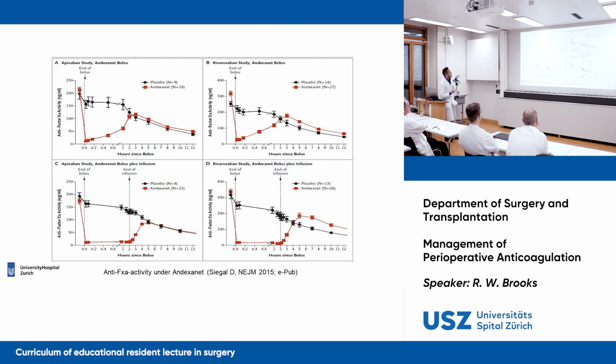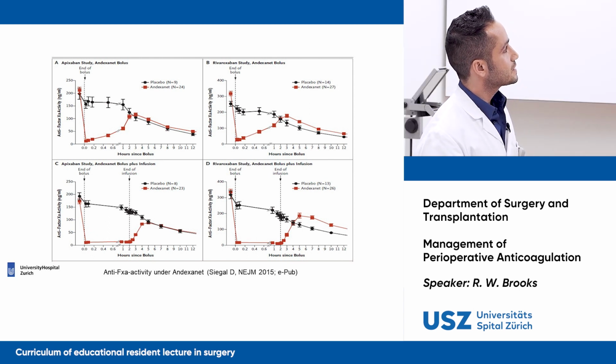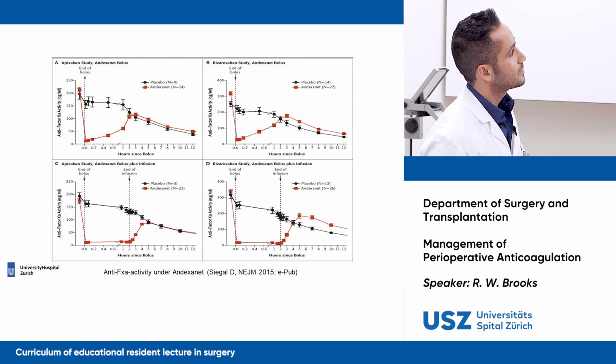In graph A, they gave the andexanet as a bolus, and in graph C, they gave it as a bolus and as an infusion. They compared the patients taking these antidotes with the placebo group. And on the right-hand side, there is the same procedure with rivaroxaban.